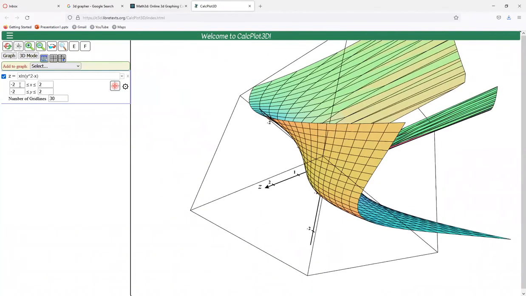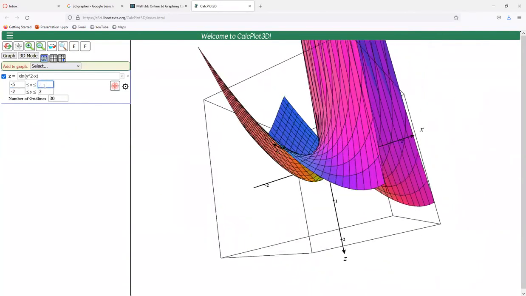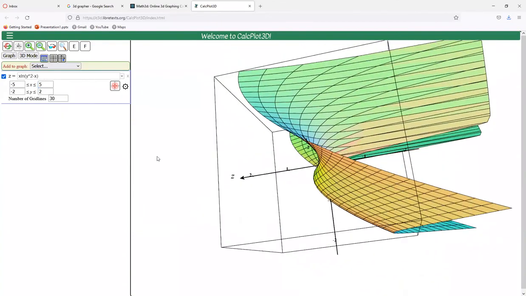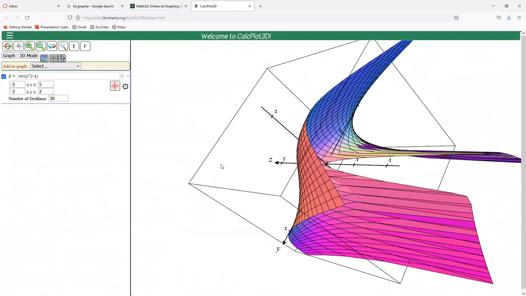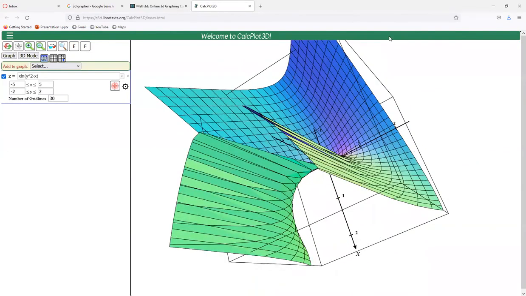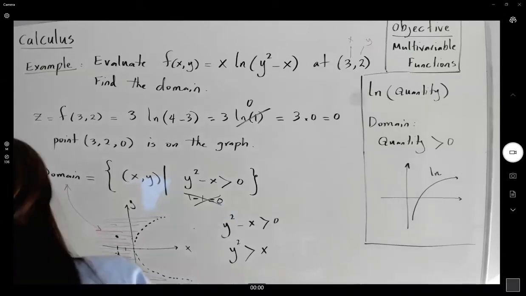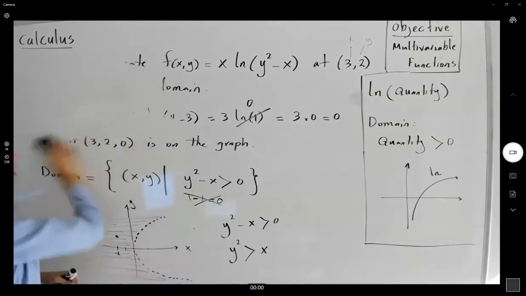We can change the restriction on x and y. Just expand this and see the changes. But this is our function in 3D. This is our surface in 3D. So as you saw, we're very interested in graphing a function.